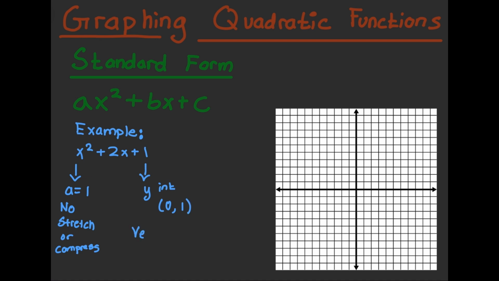To calculate the x value of your vertex, you will use the formula negative b over 2a. For this particular equation, it will be negative 2 over 2 times the a value, which is 1. That simplified is negative 2 over 2, which is equal to negative 1. So the x value of our vertex is negative 1.